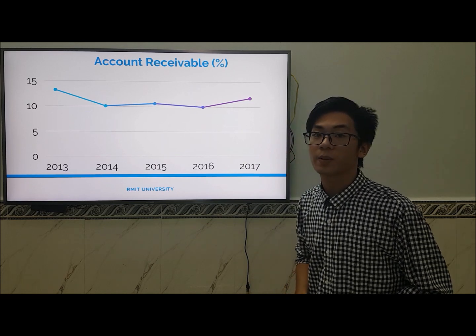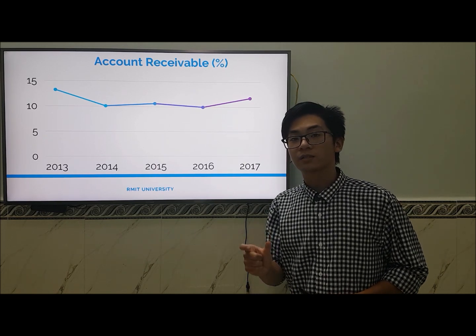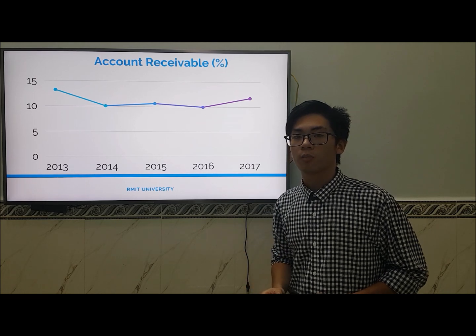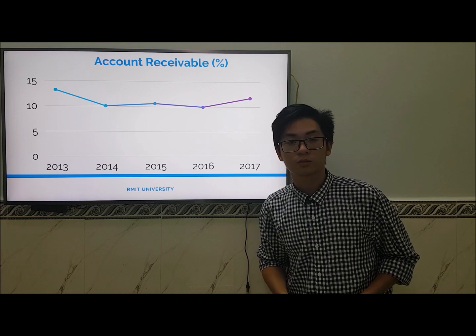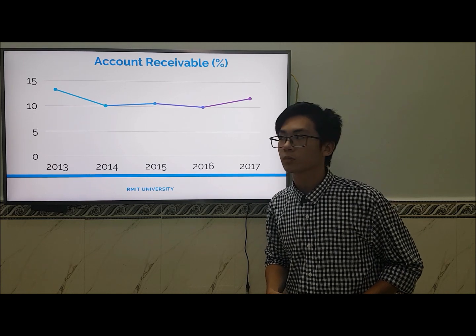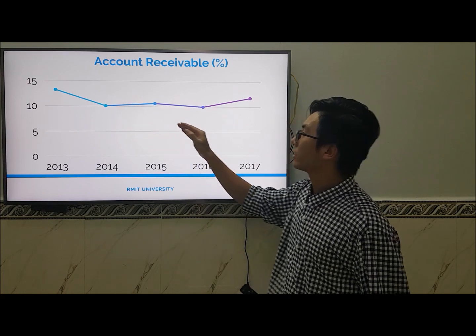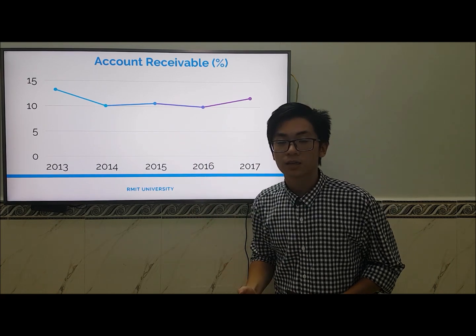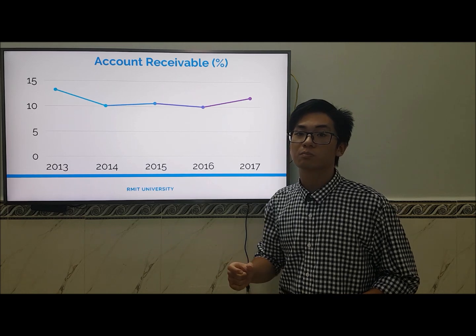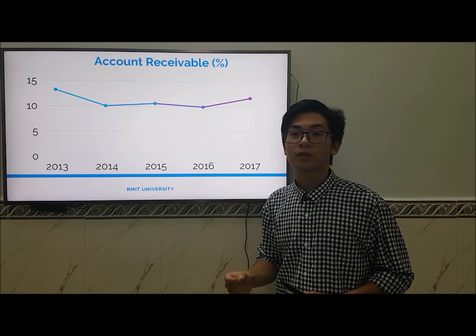The lower it is, the better, because account receivable is the balance of money from the unpaid goods or services of customers. Having a small and stable, decreasing account receivable means that Apple doesn't have too much money tied up in unpaid services with clients.